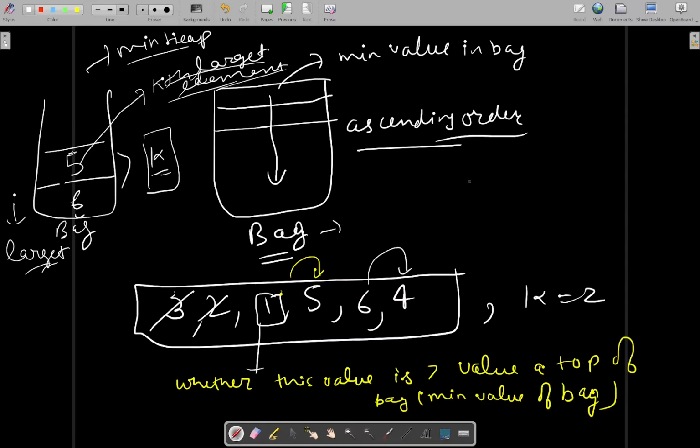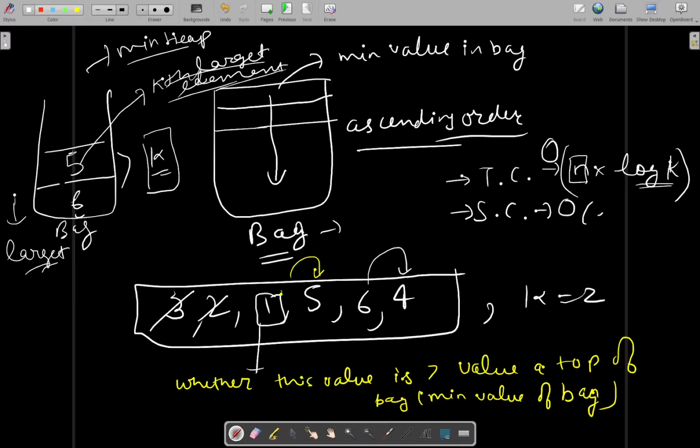And overall, the time complexity will be n into log of k. Since k is the size of the bag, each insertion operation will take us log of k time, and at most there will be n insertions. So overall time complexity will be this. What will be the space used? Space complexity will be nothing but k, since only k values are present in the bag at a time, and we are not allowing the number of values to be greater than k.